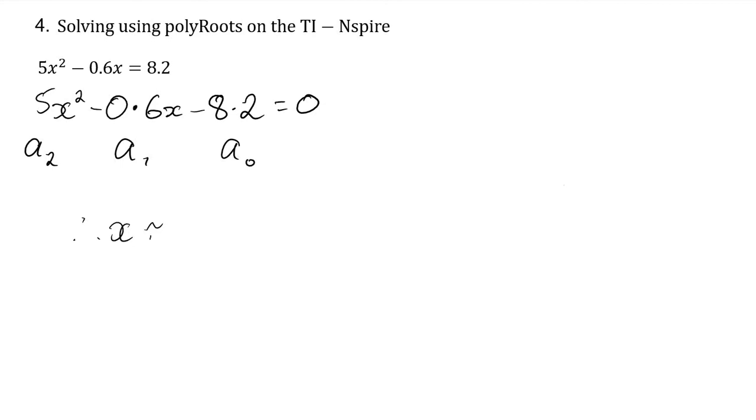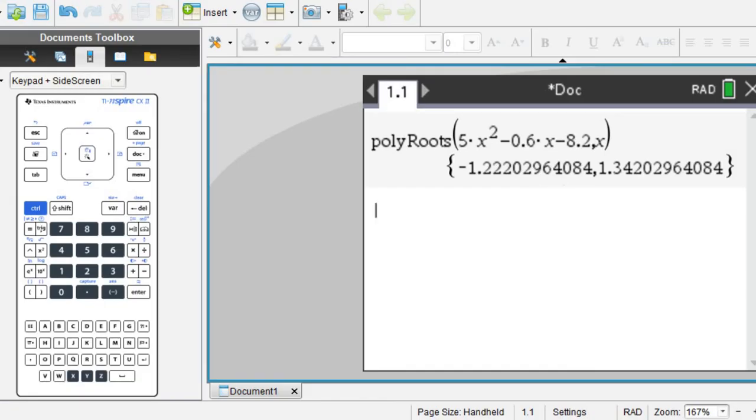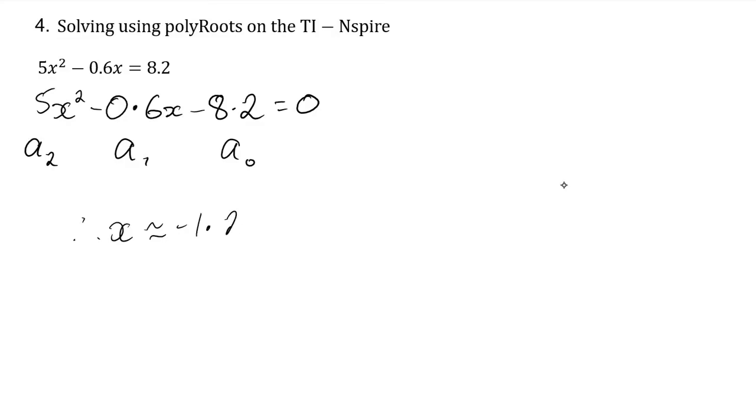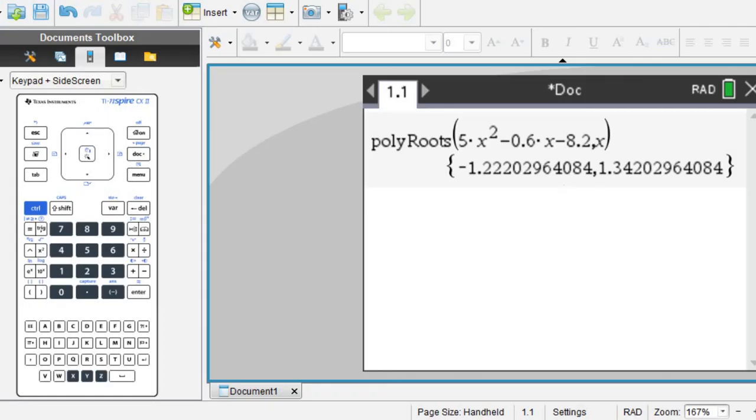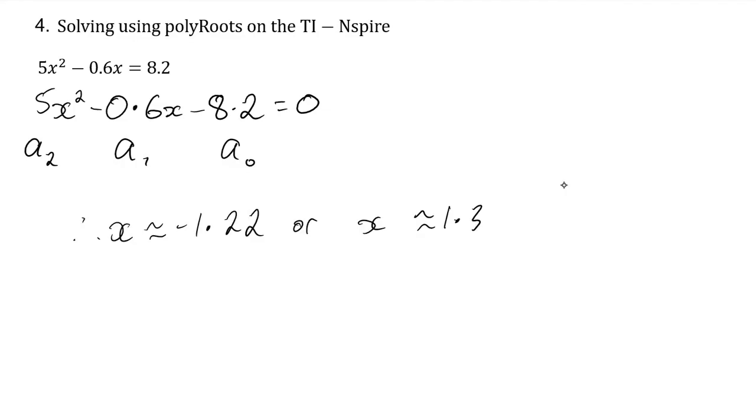which you would give to 3 significant figures. Negative 1.22 or x is approximately equal to 1.34. Note that we have rounded, so you should be using approximately equals and not equal to.